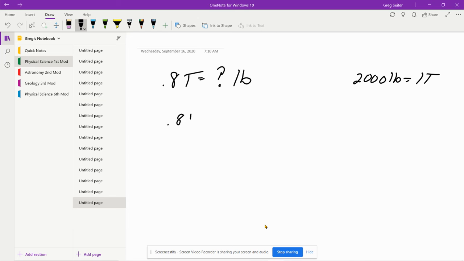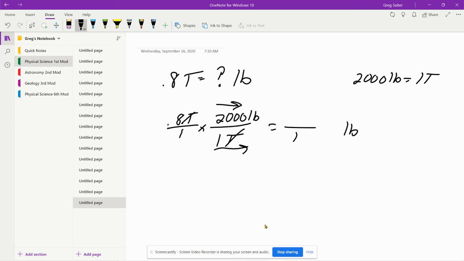So 0.8 tons, there's our fraction. Plug in that conversion again. Tons on the bottom because tons are on the top over there. We want to be able to cancel. So 0.8 times 2,000, and divide that out, and your answer will be in pounds.